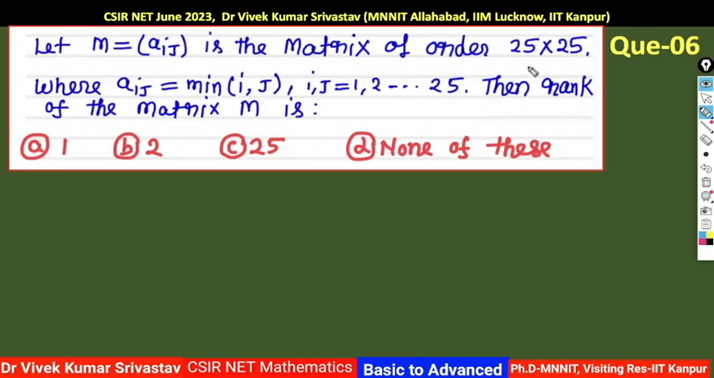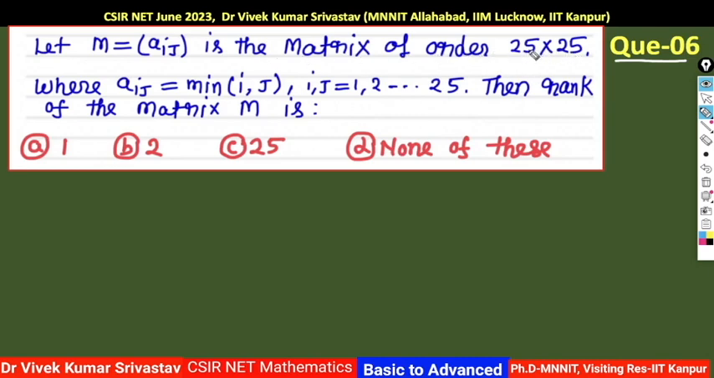So just see, this is question number 6. Up to question number 5 we have already solved. Again I will repeat, first you see the question, then solve it by yourself, and then see the solution. Please first read the question, pause the video, solve it yourself, and then see this solution. Now the question is, let M equal to aij be a matrix of order 25 cross 25.